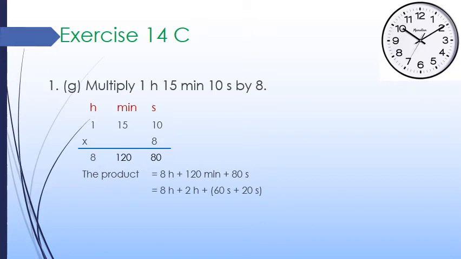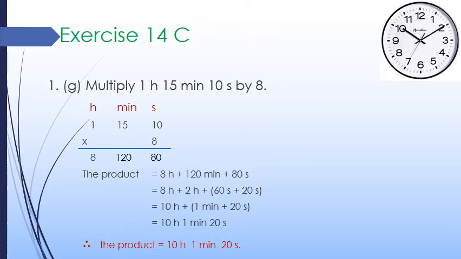Now children, we will do the regrouping. So 8 hour plus 120 minutes is equal to 2 hour, plus 80 seconds is equal to 60 seconds plus 20 seconds. So in the next step, 8 hour plus 2 hour is equal to 10 hour, and 60 seconds is equal to 1 minute plus 20 seconds. So it will be equal to 10 hour 1 minute 20 seconds. Therefore, the product is equal to 10 hour 1 minute 20 seconds.